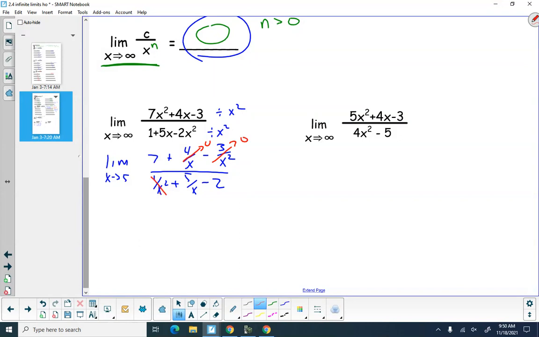These all go to 0. So we're left with 7 plus 0 minus 0 over 0 plus 0 minus 2. So we have negative 7/2. Go ahead and do the last one here.